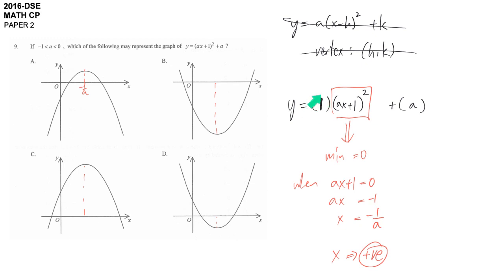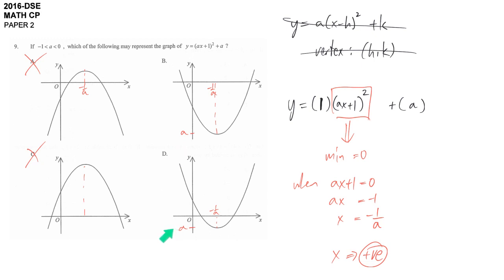This is positive 1, the coefficient of the square. So when x becomes extremely large, this will still be positive. That's why it's opening upward. The answer should be B or D. A and C are nonsense. After that, we already know the x coordinate of the vertex is negative 1 over a. Of course, we can consider when the bracket equals 0, then this will become the y coordinate of our vertex. So the height here is a. But in this graph, again, it's not helpful for us to sort out which one is the correct answer.